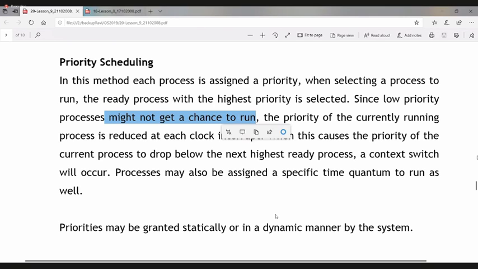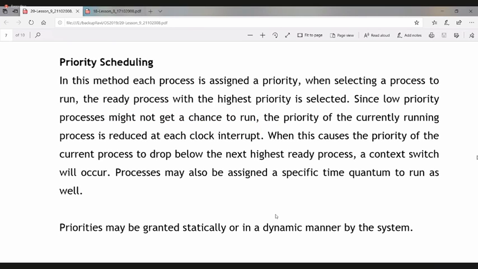You have to avoid that problem. The priority of the currently running process is reduced at each clock interrupt. So when you give a chance to a process, you reduce its priority. If it blocks and is put back in the queue, it has a lower priority. Like that, each time its priority is reduced, so others also get a chance.